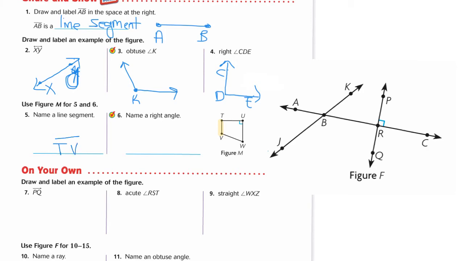And name a right angle. While there really is only one right angle in that shape, you can kind of see it. It has the square corner there, with that little blue highlighted area. And since I'm naming an angle, I want to put the angle symbol. U has to go in the middle of my angle.